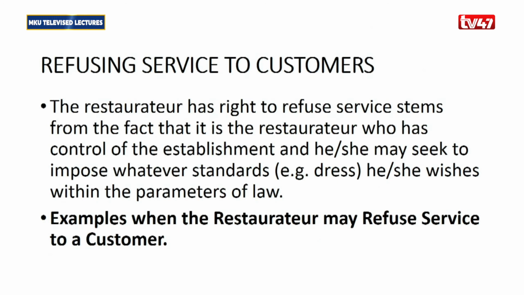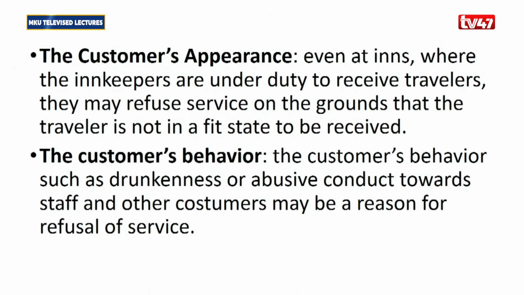For example, when the restaurant may refuse to serve customers, one, is the appearance. So when you come to the restaurant and your appearance is not satisfactory, as I said, maybe you are dressed halfway naked, then the restaurant owner has the right to chase you away or to refuse to serve you whatever you want because you are unfit. You are not in a fit state to be received within the restaurant. Two, the customer behavior.